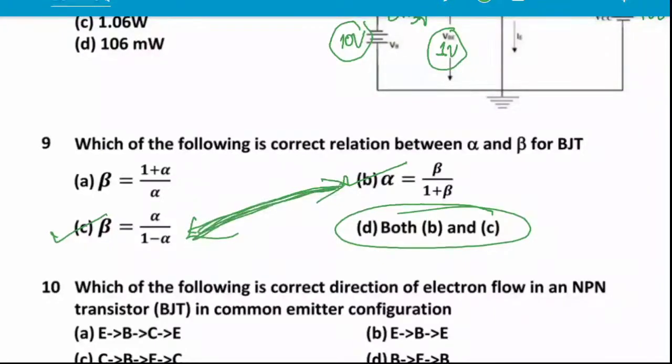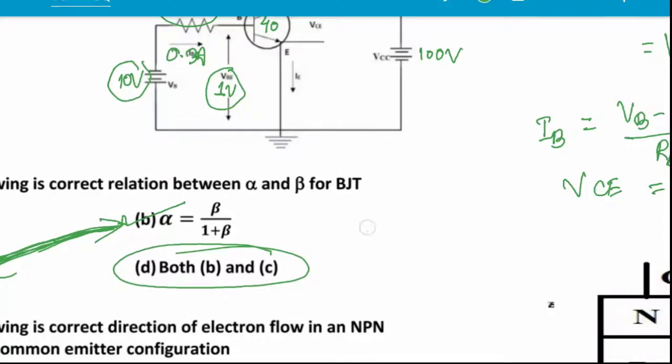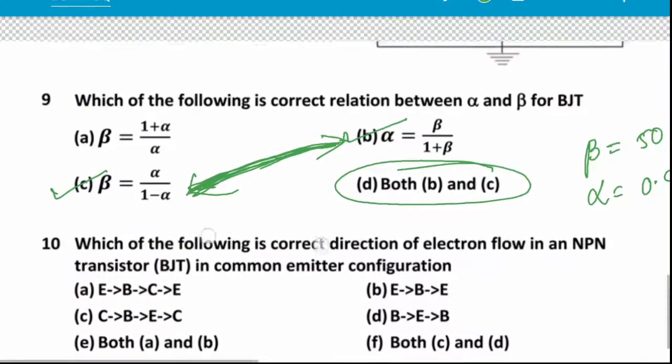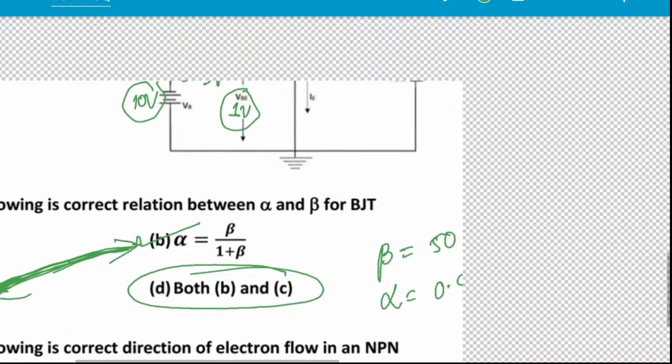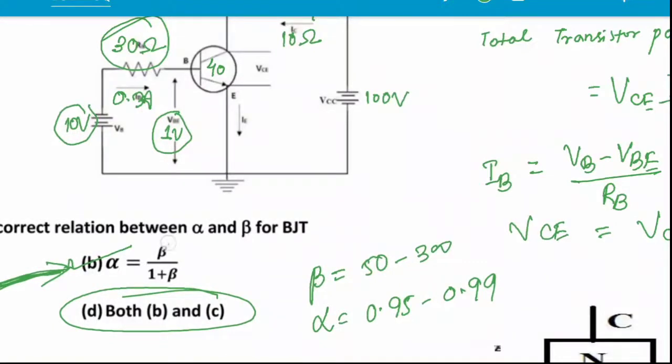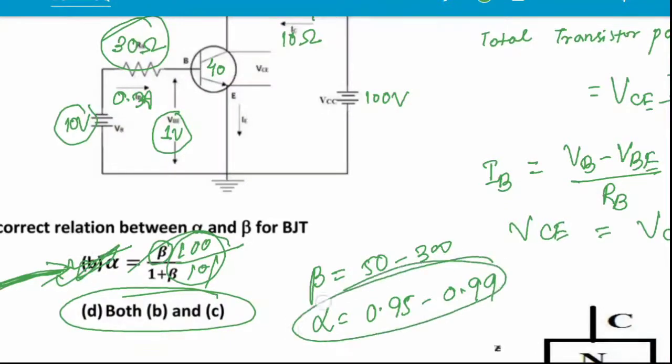So in this way you can consider, or if we remember that beta value is generally from 50 to 300, and alpha value is generally 0.95 to 0.99. So what will be the alpha value? Suppose beta is 100, then alpha is 100 by 101, so this will be around 99%. So this is the correct answer, matching these values.